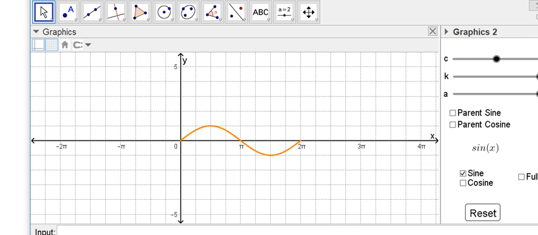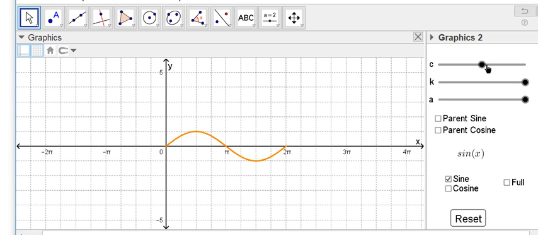So I'm going to shift it to the right by pi, and then, hold on, reflect it, and isn't that sine? Just look at it. That's sine. That's sine theta. It's the same graph. Okay. Good luck.